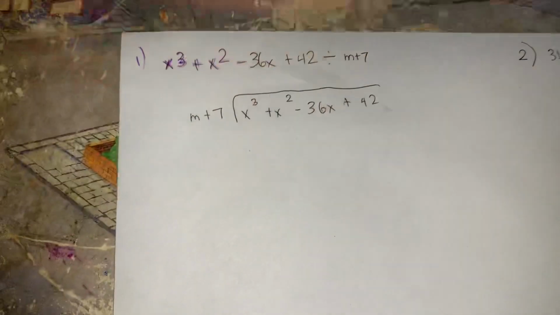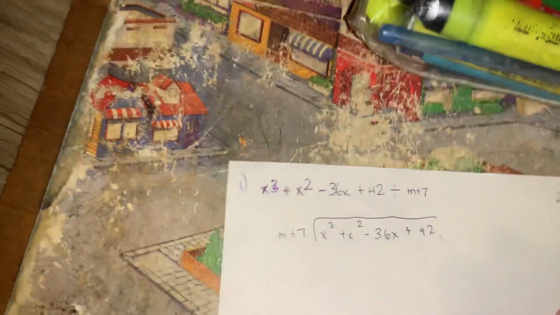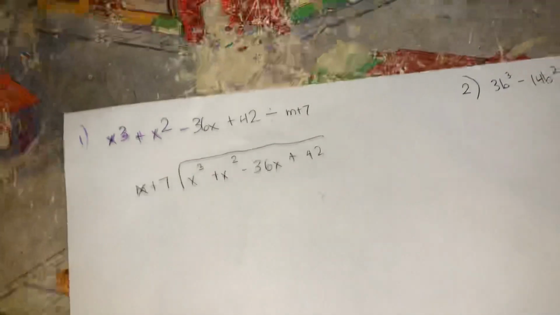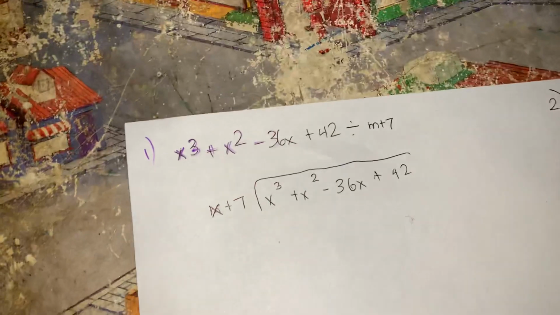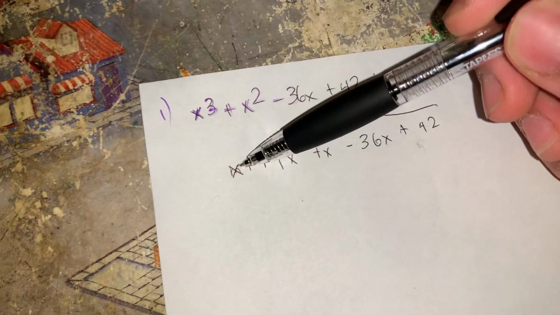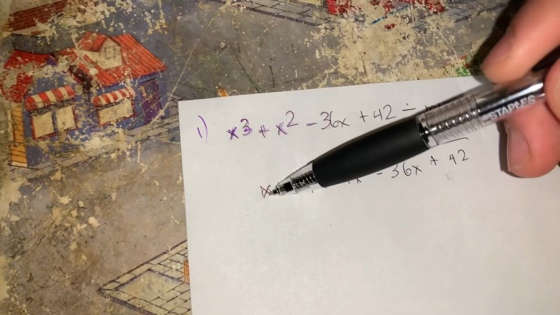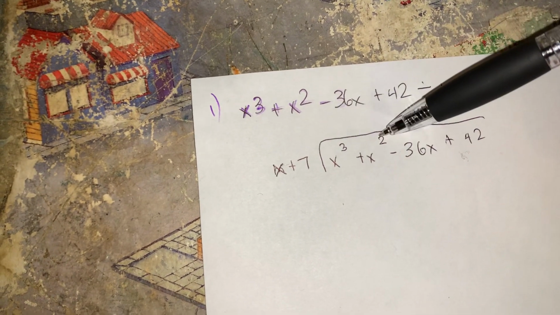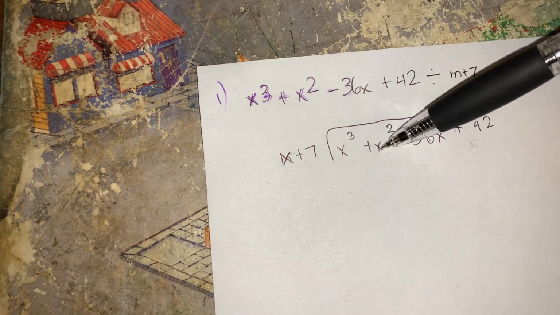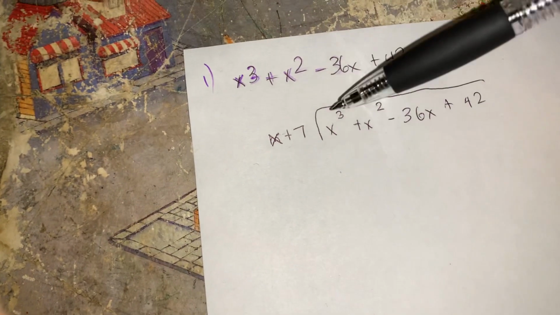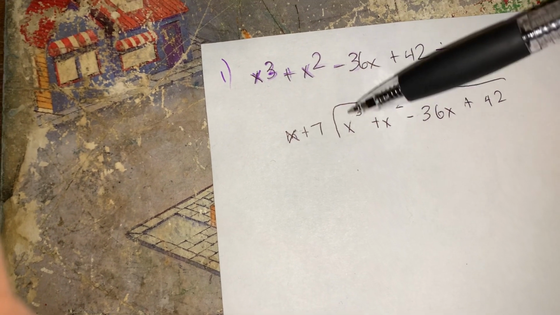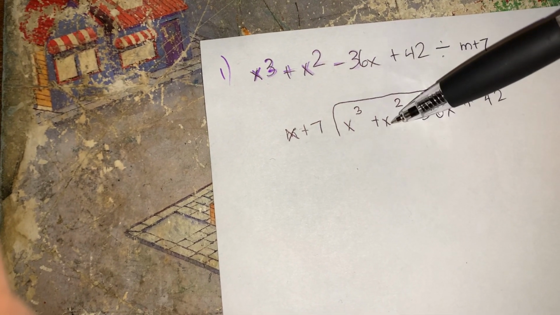Once you write it in this format, the problem will come to you more clearly. The first step: you want to multiply a certain number by this x plus 7 to get it to go into x to the third plus x squared. It can't only go into x to the third since that is only 1 term and x plus 7 is 2 terms, so you have to go to the second term.